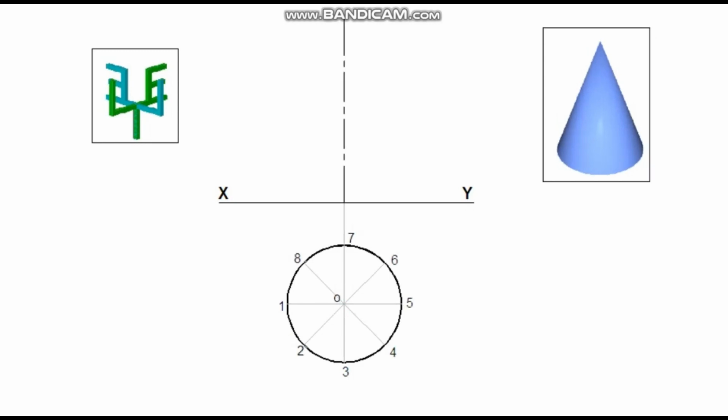Project all these points to draw the elevation. Draw the axis line and mark the height of the cone on it. Complete the elevation. Mark divisional points for the base.